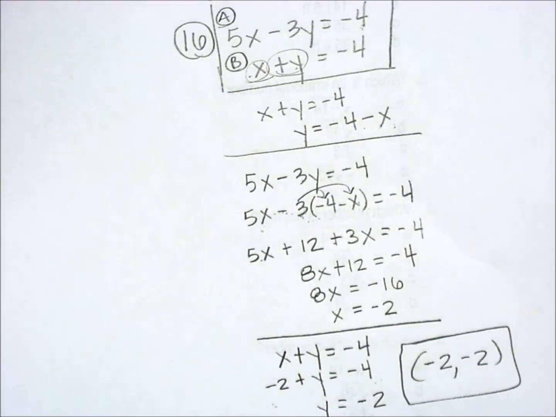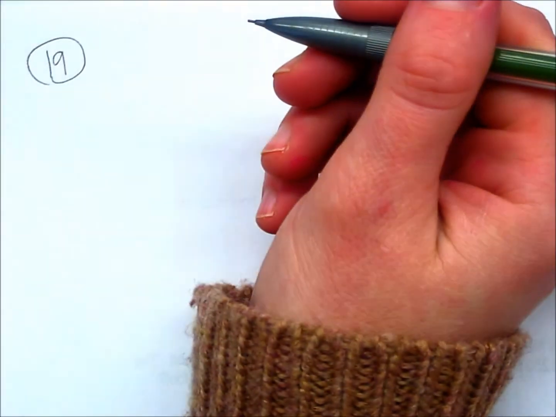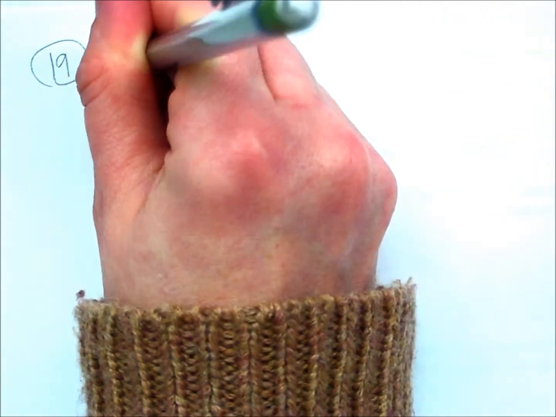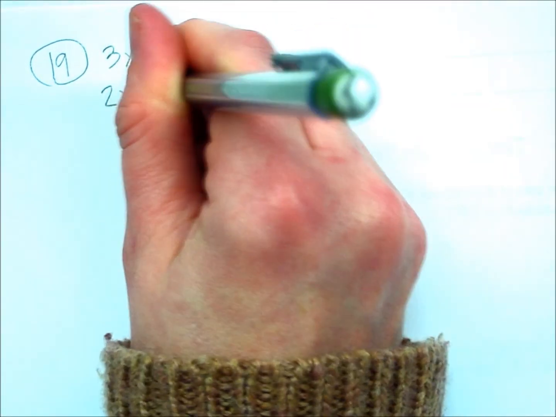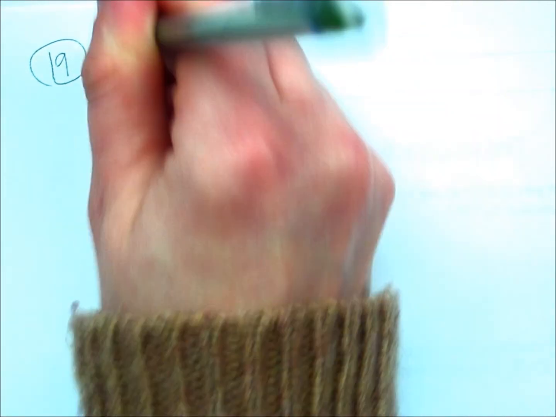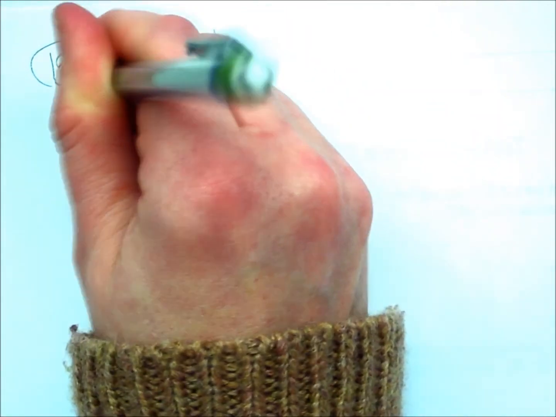I'm going to do one more like that, and then I'll let you have time to practice on your own. Let's look at number 19. So number 19, we have 3x minus y is equal to 4, and 2x plus y is equal to 16. We'll call these equations A and B.